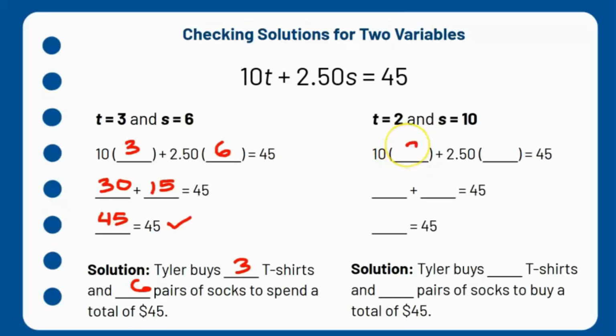So the value of T equals 2 represents that Tyler's buying 2 t-shirts at $10 a piece, and S equals 10, buying 10 pairs of socks at $2.50 each. If we do the substitution, 10 times 2 is going to give us 20. $2.50 times 10 is going to give us 25. We want to combine the 20 and the 25. That's going to give us 45. Once again, 45 equals 45, which makes this true. So if Tyler buys 2 t-shirts at $10 a piece and 10 pairs of socks at $2.50, he is going to spend, again, a total of $45.